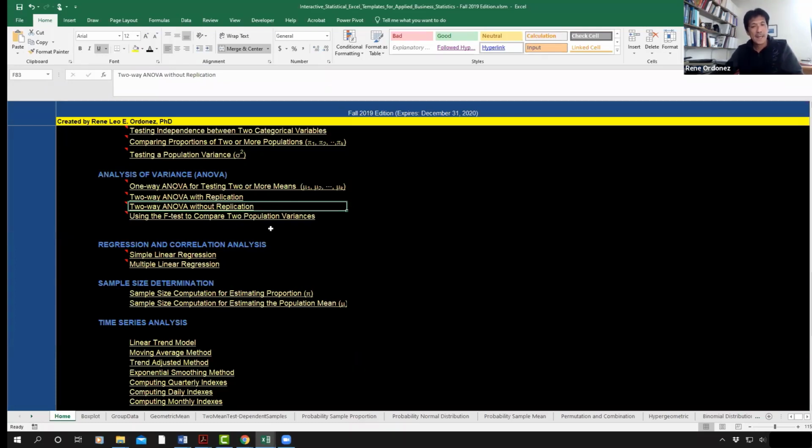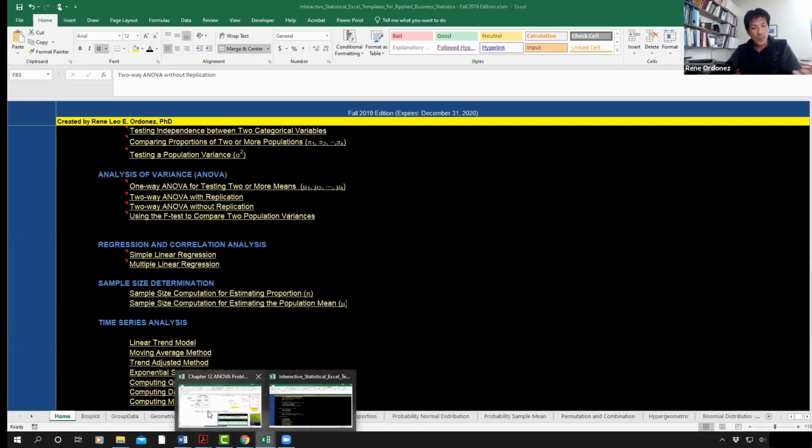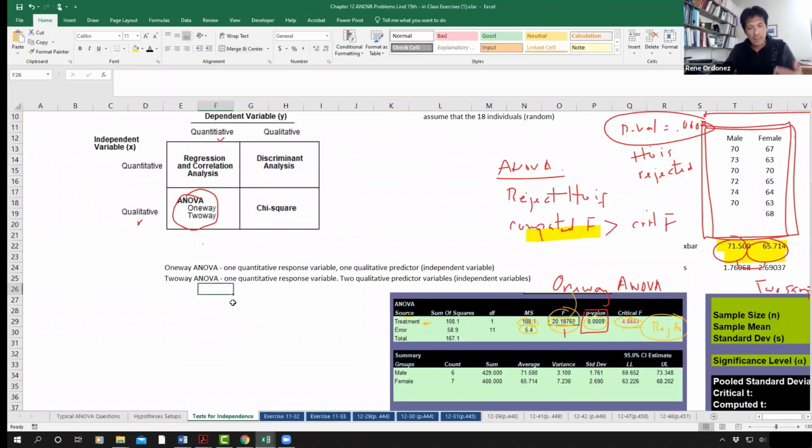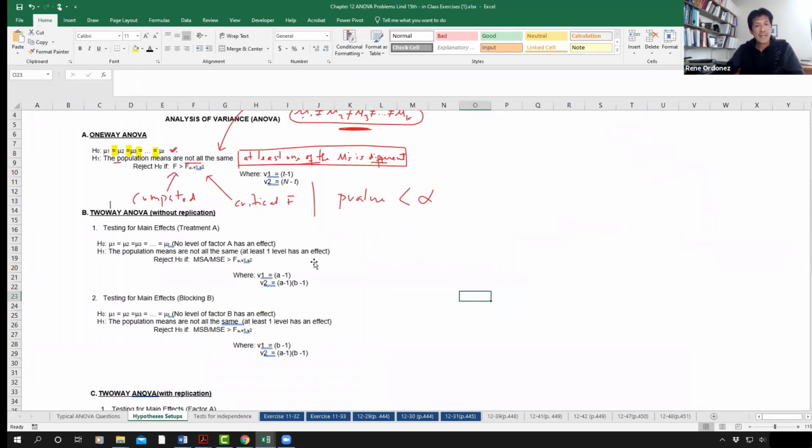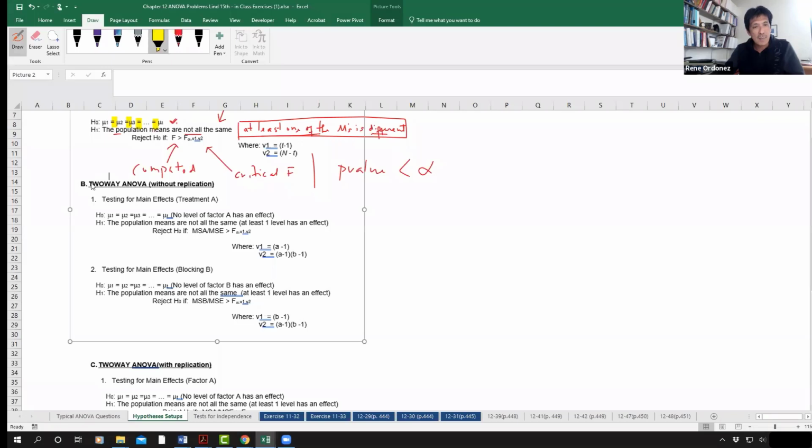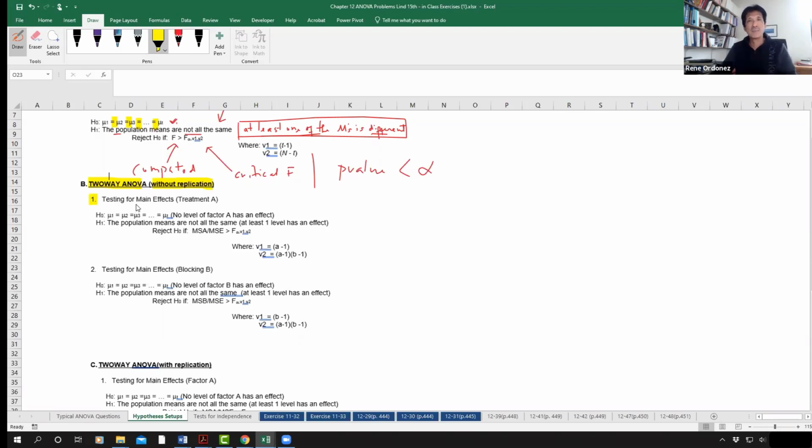Now, let's look at the hypothesis setup for the 2-way ANOVA with replication and without replication. So over here, the first part B talks about 2-way ANOVA without replication. This kind of analysis breaks down into 2 specific hypothesis tests. One is testing for the main effect, and the other one is testing for the blocking variable.